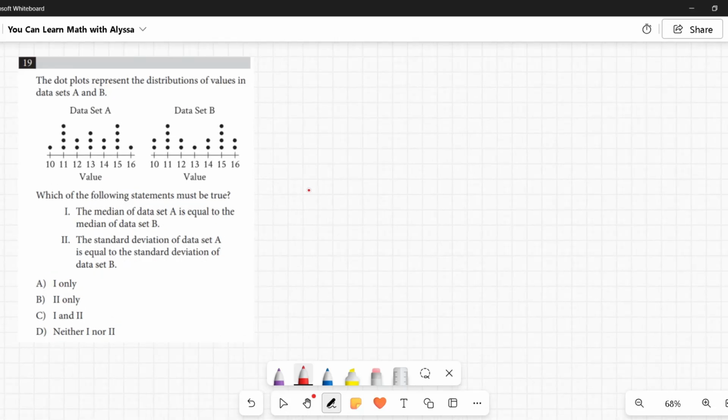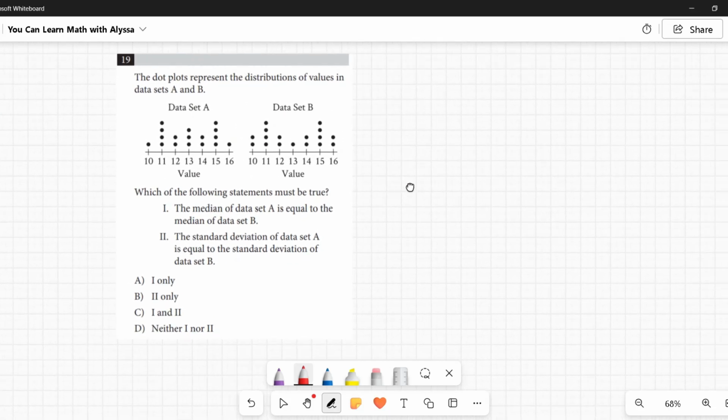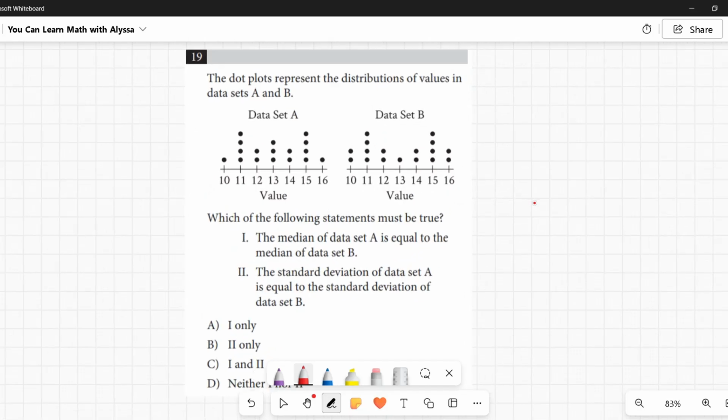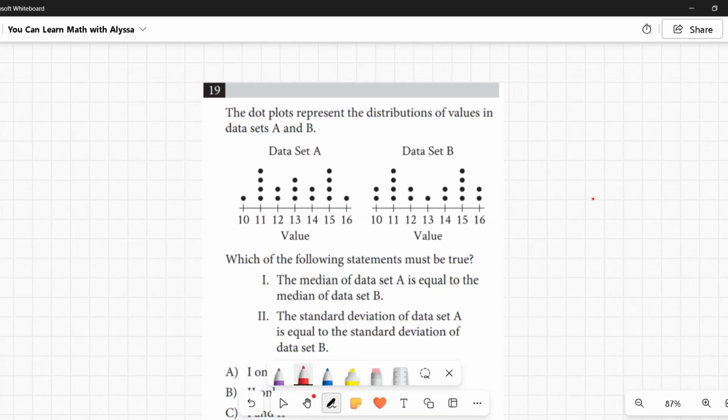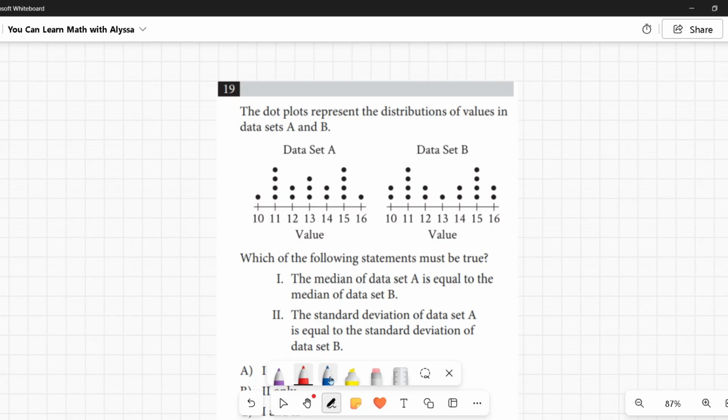I know in your math classes you may have had to do that. You do not have to do that here. All right, so let's really look at this data set. Let's zoom in. Okay, we have those two things. We have median and we have standard deviation. Let's start with the median first.